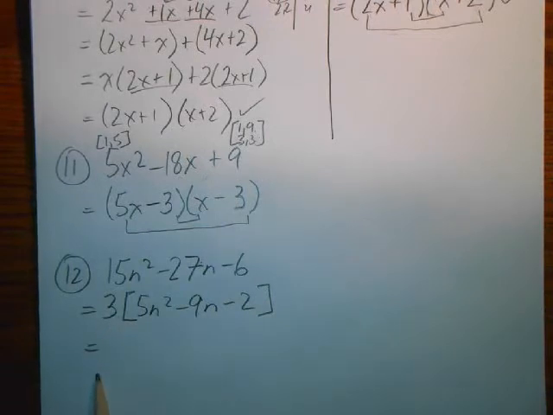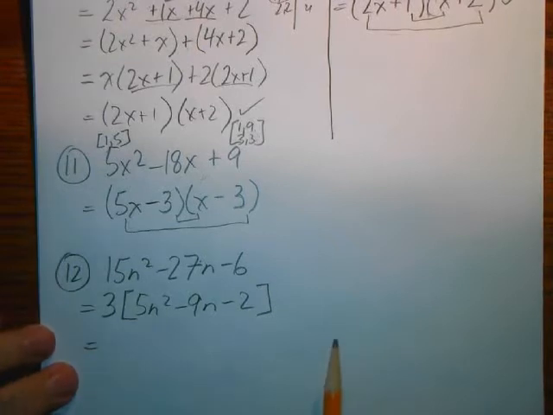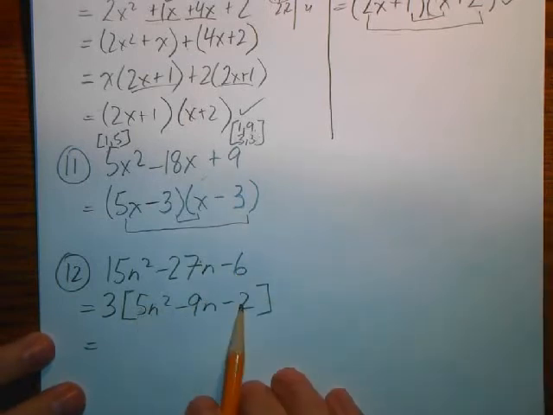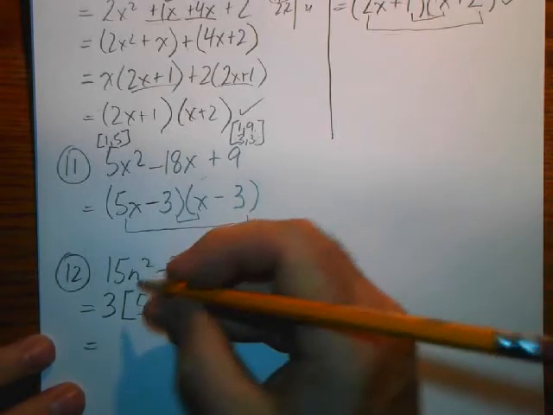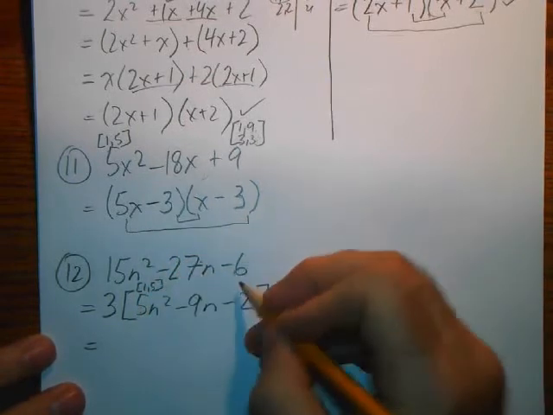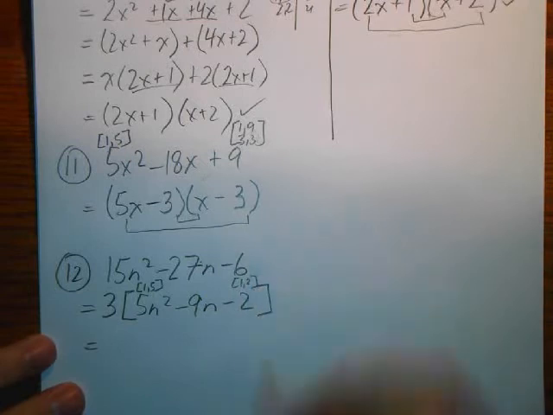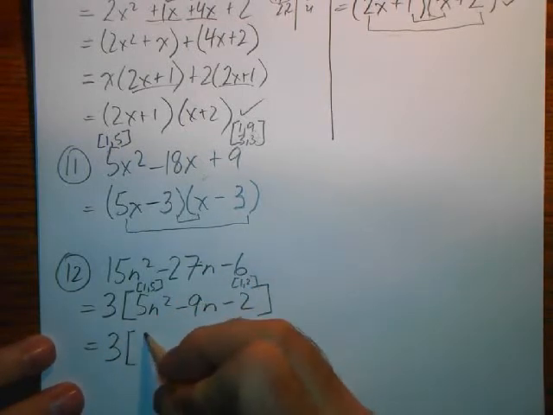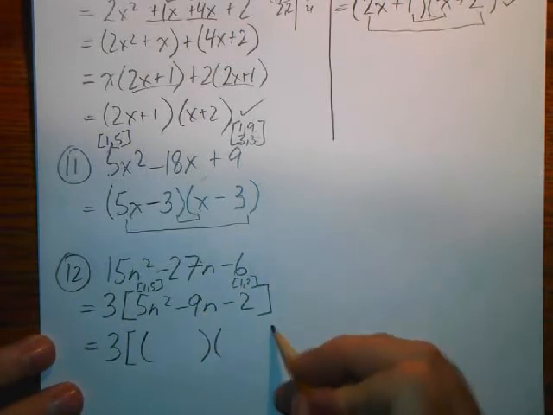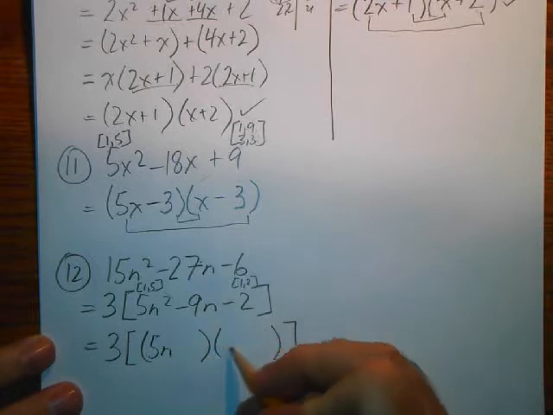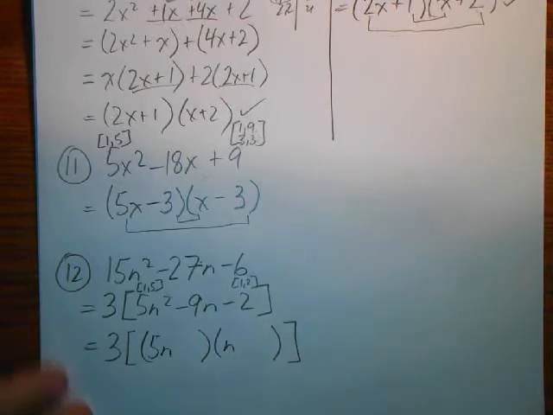Okay, now let's look at this. Well, I have a 5 here and a 2 there. Well, that's great. Those are both prime numbers, so there's only one combination of factors that work. So keep my 3 out there, build my 2 binomial factors. I know one's a 5n, and I know the other one's an n. I also know that the numbers here are 1 and 2. I don't know which position though.